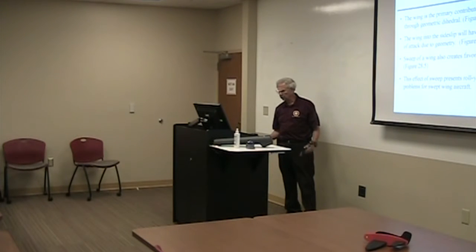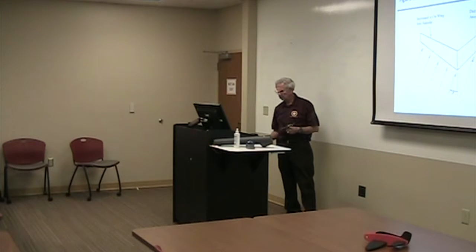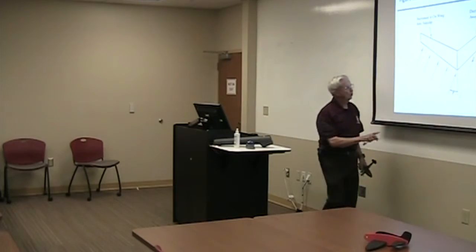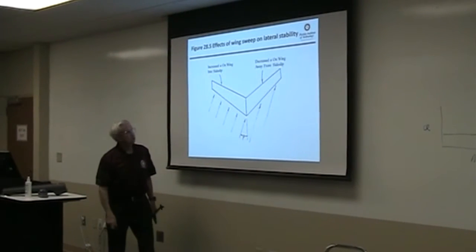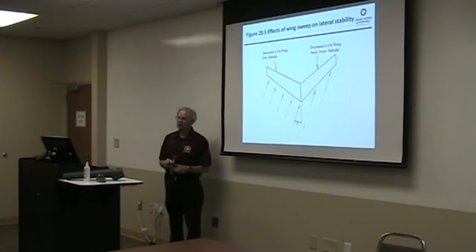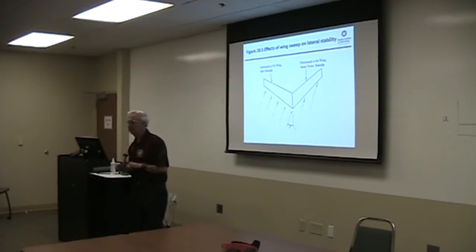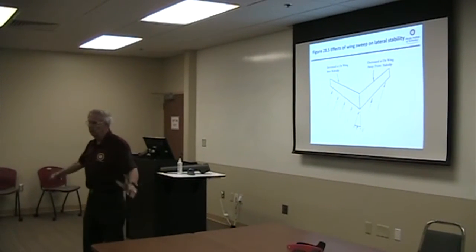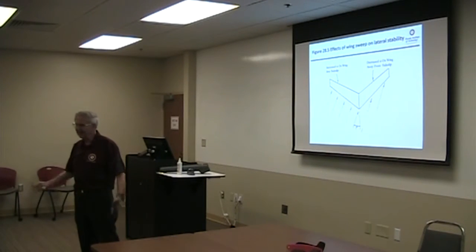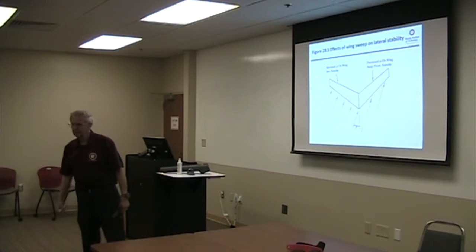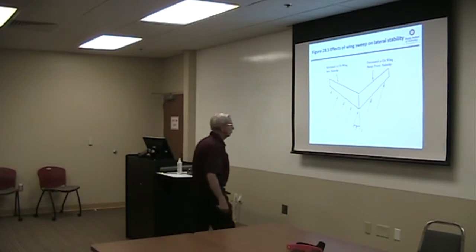Sweep of the wing also creates favorable rolling moments. Here we go. Notice higher angle of attack on this wing than on this wing due to the sweep. As a result, many swept wing airplanes will actually put a little bit of what we might say is negative dihedral, or sometimes called anhedral, in order to keep this, particularly if they have a T-tail, which will give you a fair amount of roll with side slip.